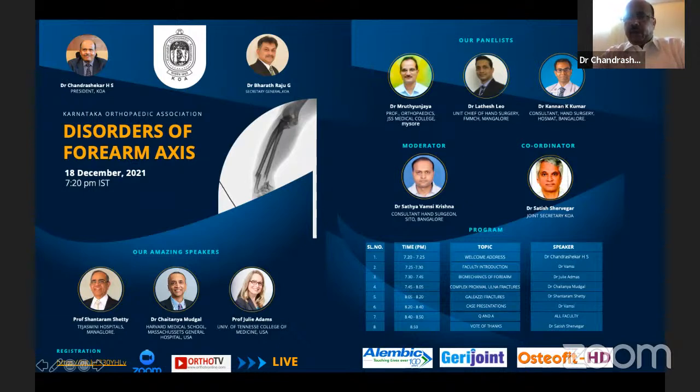In addition, we have experts from Karnataka: Dr. Mruthyunjaya from JSS Medical College, Mysore, Dr. Lathesh from Mangalore, Dr. Kannan from Osmet, and Dr. Vamsi. He is also a hand surgeon, a microvascular surgeon, trained in Japan. He is going to coordinate and moderate this session.